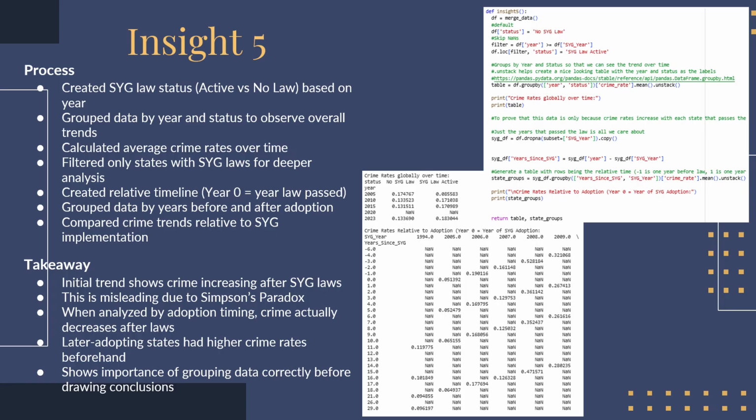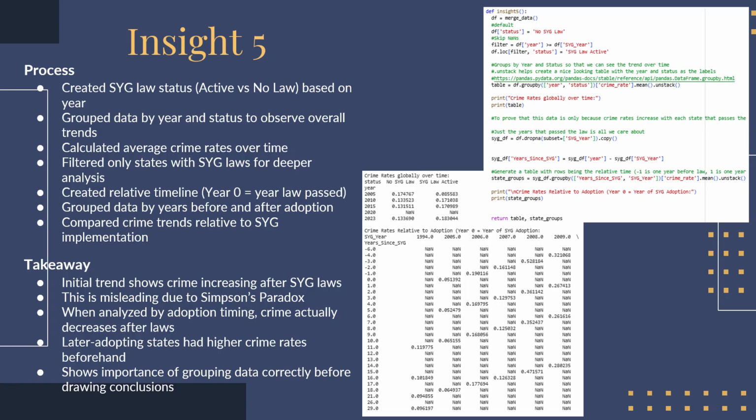So say all the states that passed the law in 1994, all the states that passed in 2005, different groups, and with year 0 being the year the law was adopted, every year before that showed the average crime for that cluster of states, and every year after that also showed the average crime rate for that cluster of states. And so after grouping the data by years before and after adoption, we compared crime trends relative to the stand your ground law integration.